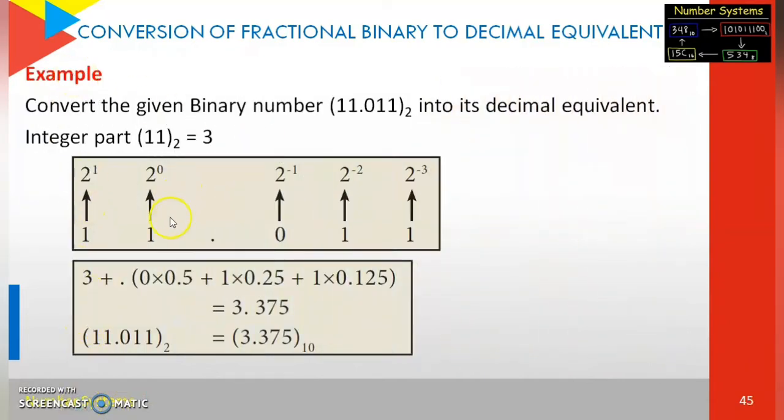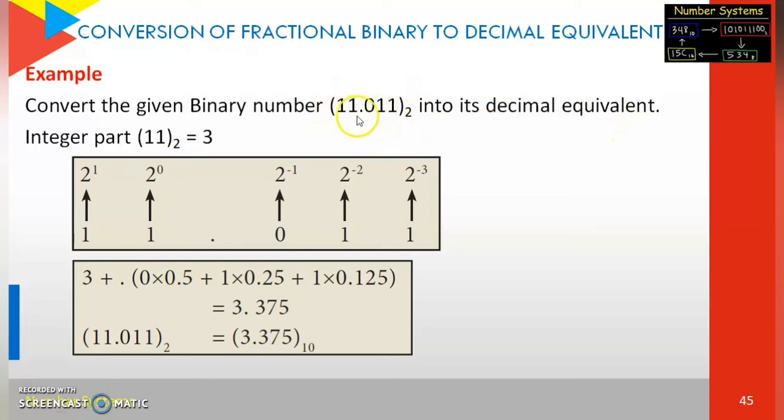Now you can see the example for fractional binary to decimal number conversion. Convert the given binary number 11.011 base 2. How can you say this is a binary number? Based on the base value. The base value given is 2, and base 2 means the binary number system. So we convert 11.011 base 2 into its decimal equivalent. Now we are going to find the decimal equivalent of this given number.